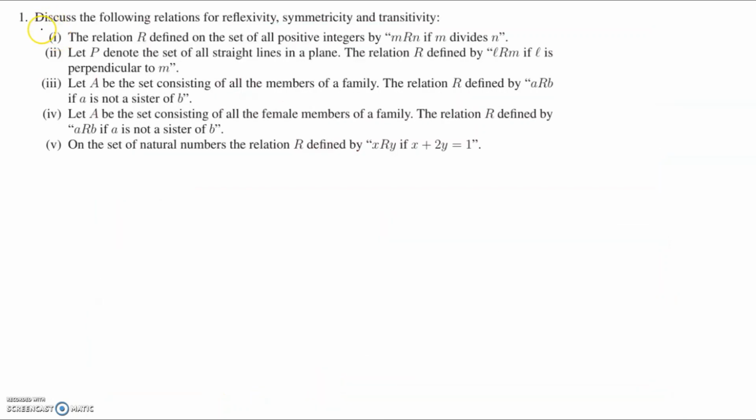Now let's get into the exercise. Question number 1. Discuss the following relations for reflexivity, symmetricity, and transitivity. The relation R defined on the set of all positive integers by M related to N if M divides N. Alright, so let's do the first one. You're given a set, let's call it S, which is equal to the set of all positive integers.